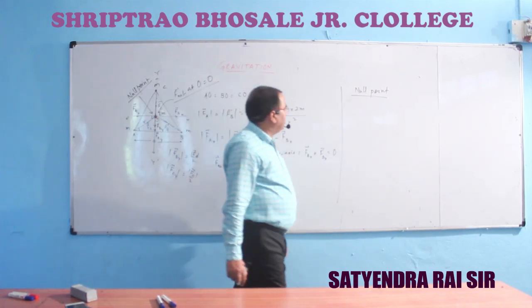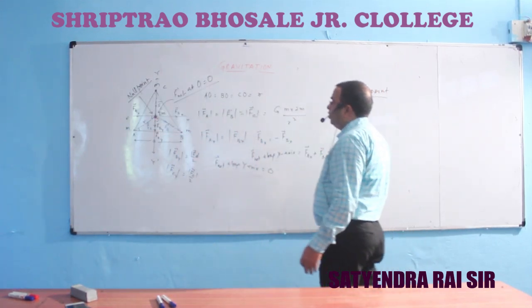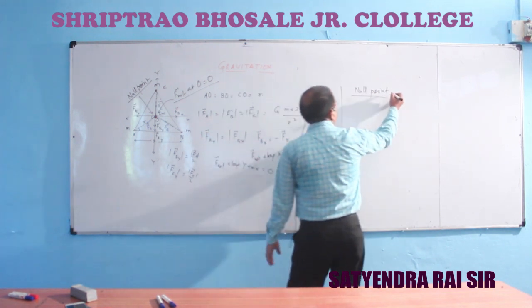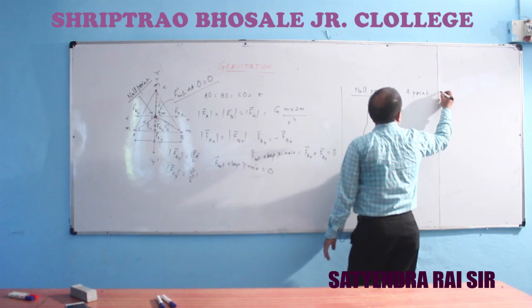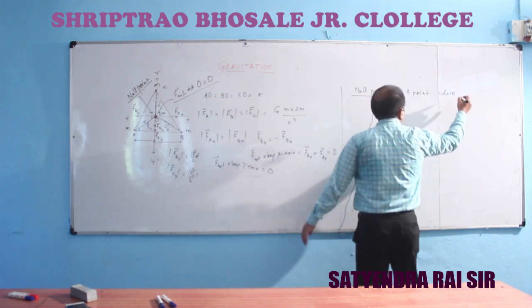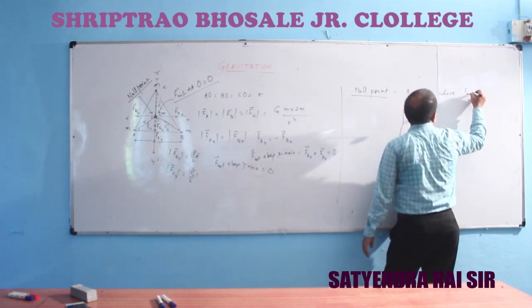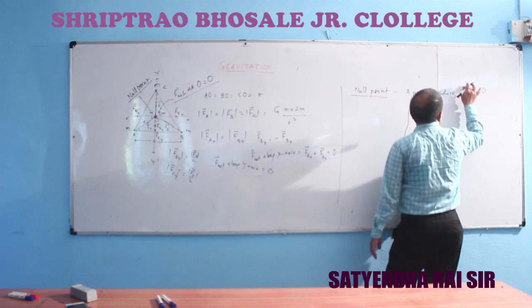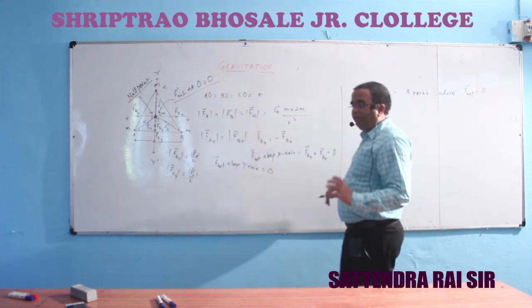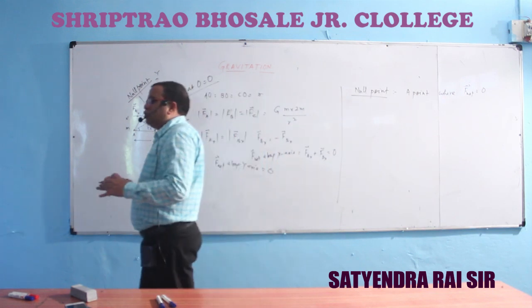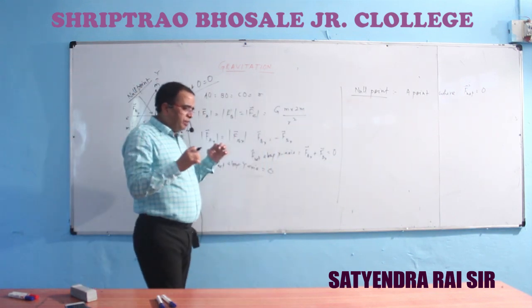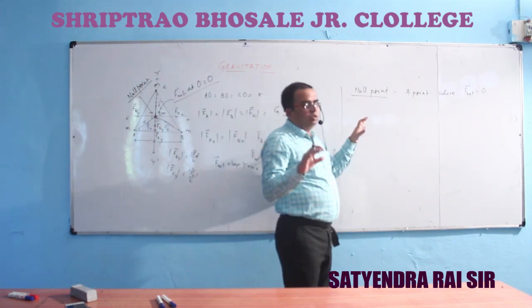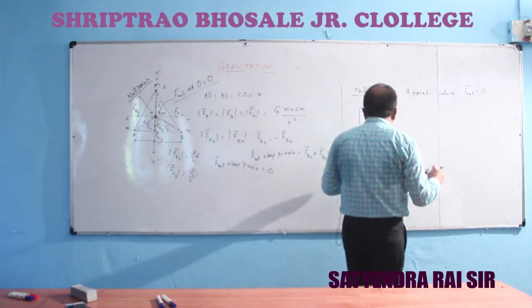Okay. Null point, as you have discussed. Null point is what? Null point can be defined as a point where F net, the gravitational force or any kind of force, is 0, even if there is a presence of any number of particles. If you put a particle at this particular point, it will not experience any force.